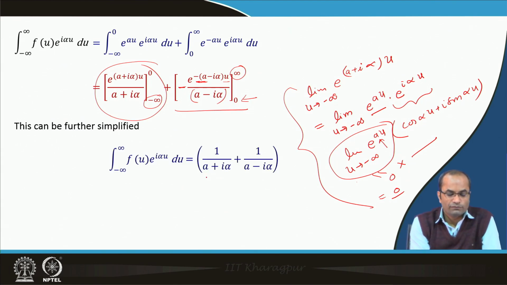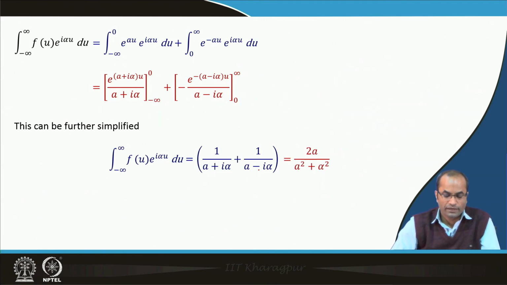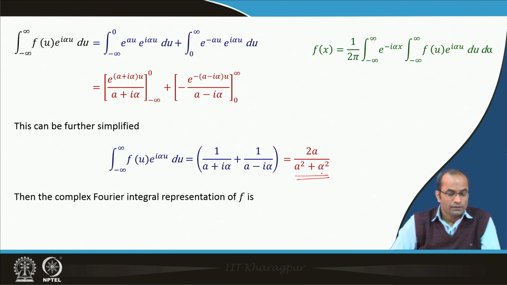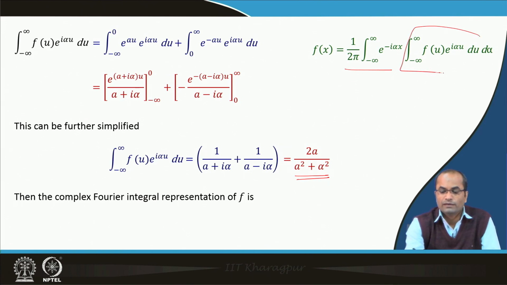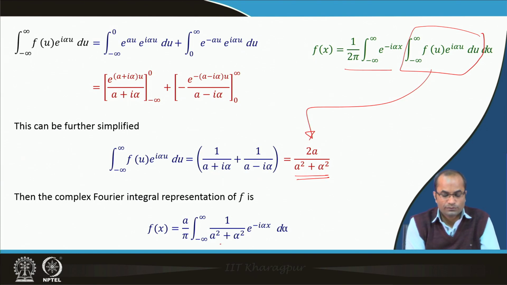From the first we have 1 over a plus I alpha, from the second we will get 1 over a minus I alpha, which can be simplified to give 2 a over a square plus alpha square. And then the complex integral representation of f, which was given in this form, we have already evaluated this integral. The value is 2 a over a square plus alpha square.